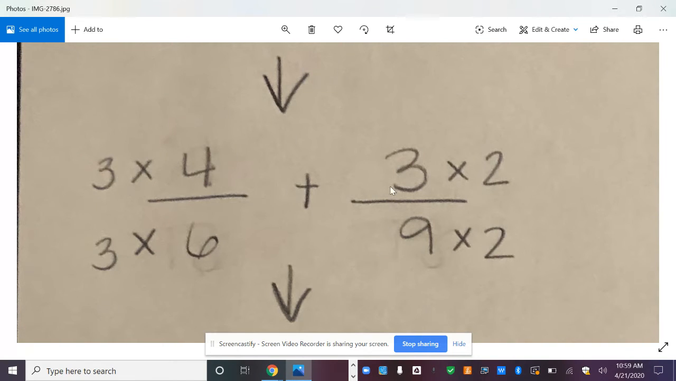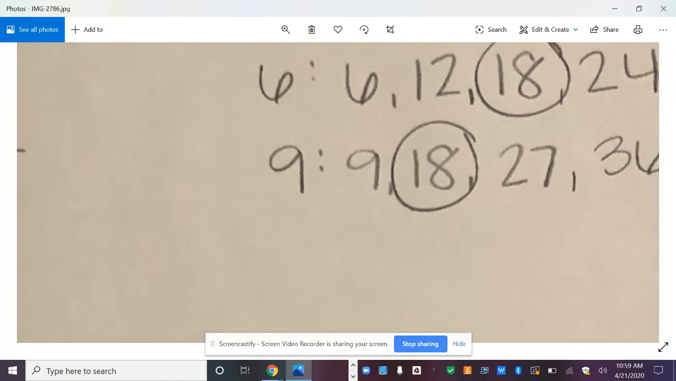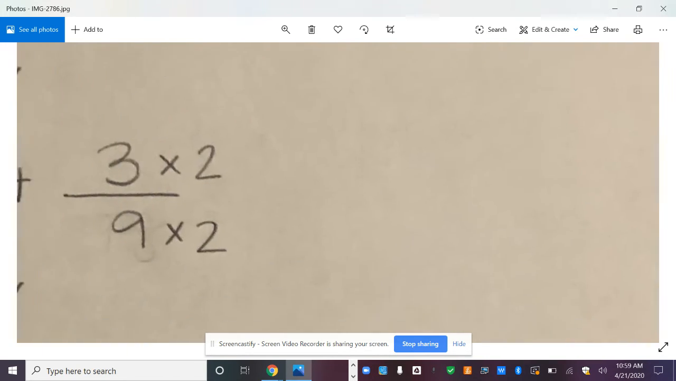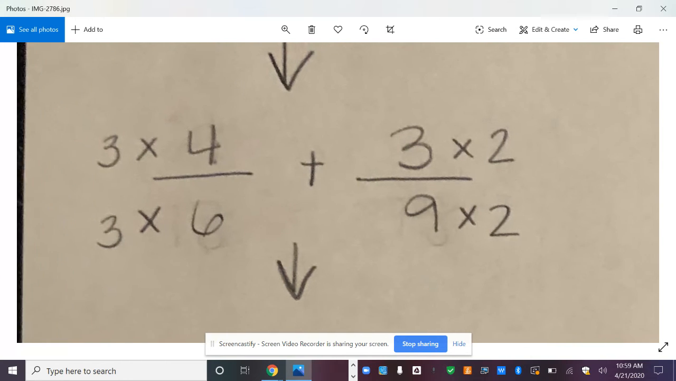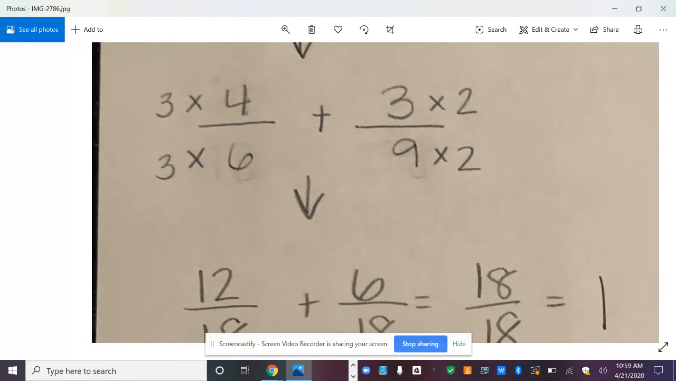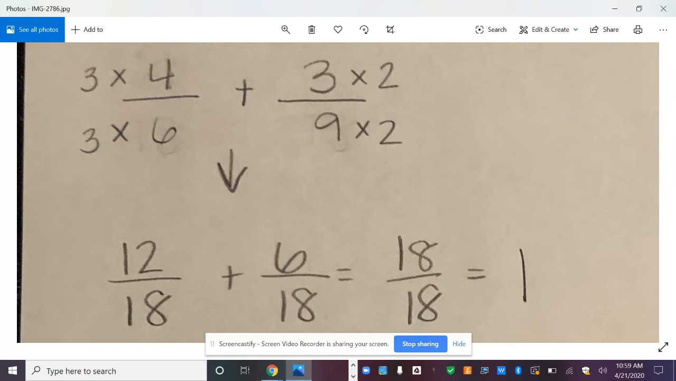Same thing with the new fraction of the 3/9. I need to think, how can I make this 9 a denominator of 18? Well, I multiply it by 2, and that can be seen up here. It is the second multiple. So what I do to the bottom, I do to the top. So if I multiplied the bottom denominator by 2, I need to also multiply the numerator by 2. Which brings me to my next and my newest fraction. So 4/6 turns into 12/18, and 3/9 turns into 6/18.